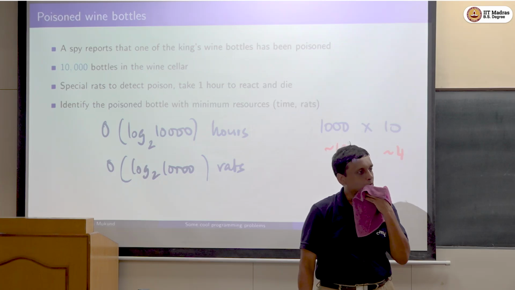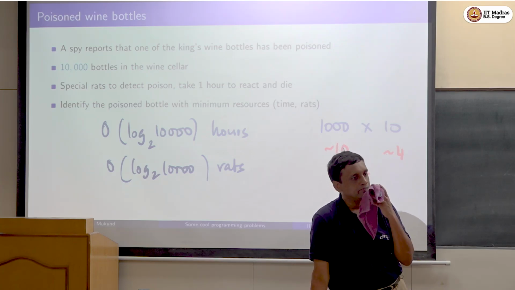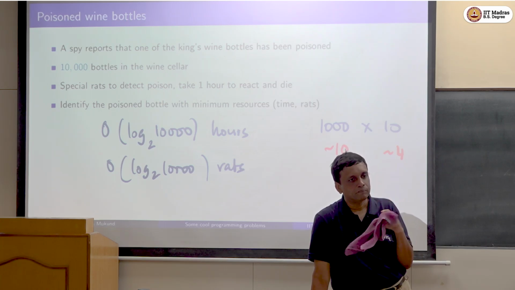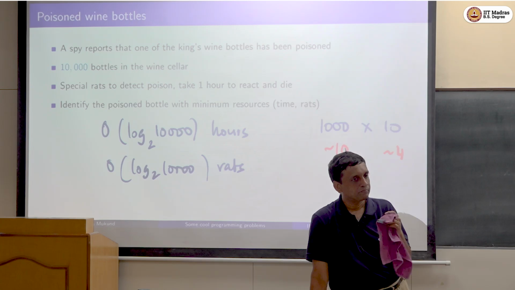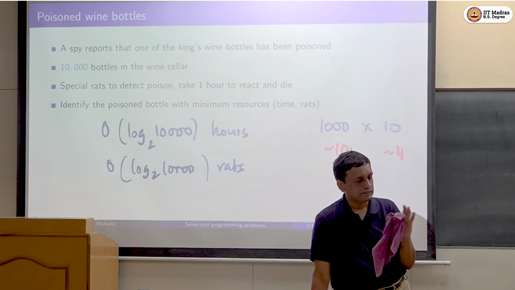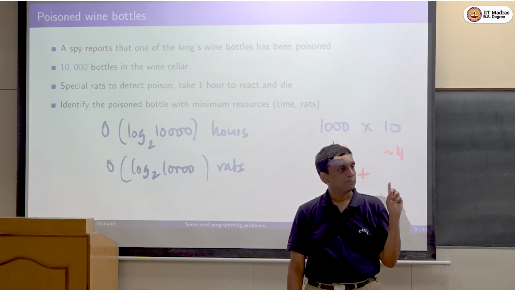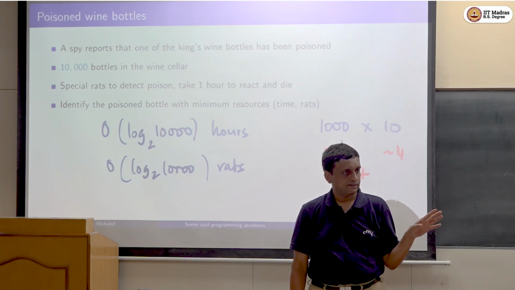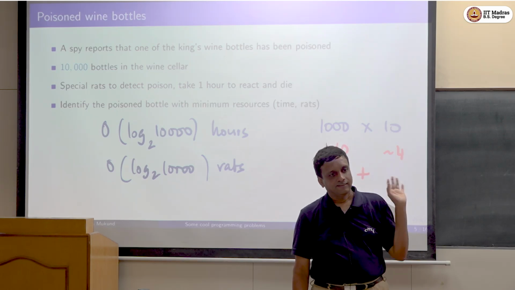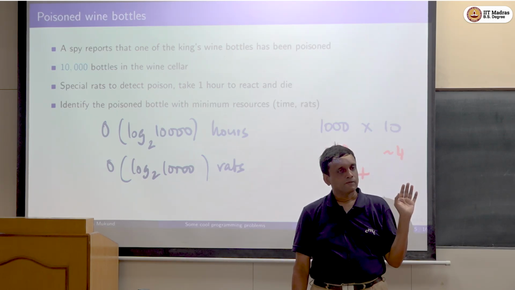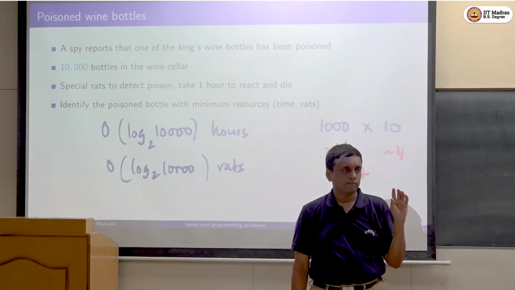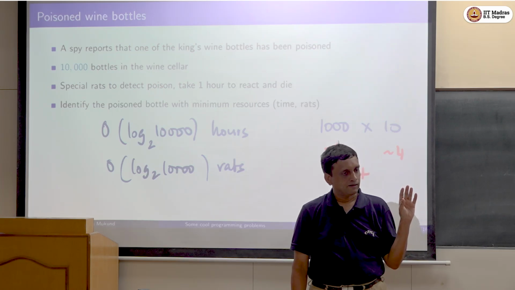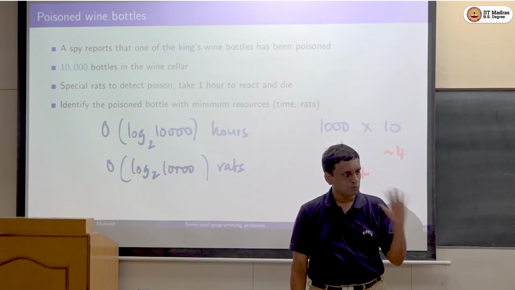So my question is, can you now reduce the time but keep the number of rats roughly the same? I said you can reduce the time to 1 step, 1 hour, if you assemble 10,000 rats. Do you agree with that? So for the sake of argument, can I do 1 hour but with smaller number of rats than 10,000?